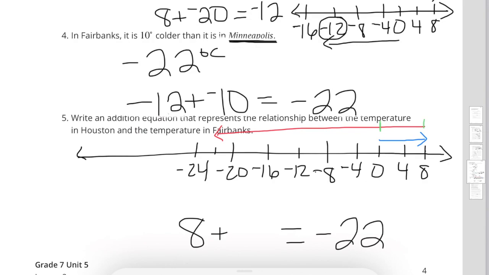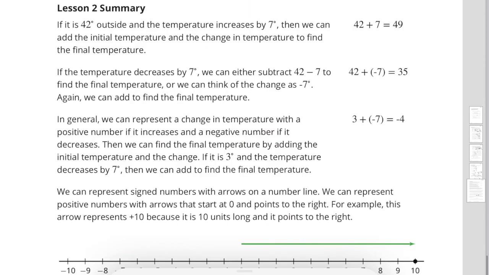I know from 8 to get back to 0, I had to move 8 units. To get from 0 to 22, I have to move 22 units. So that's a total of 30 units. And I moved to the left, so that's a negative 30. So 8 plus negative 30 equals negative 22. When we're working with temperature or elevation changes, if it's increasing, then we are adding a positive amount. If it is decreasing, then we are adding a negative amount, so we're moving to the left on our number line.